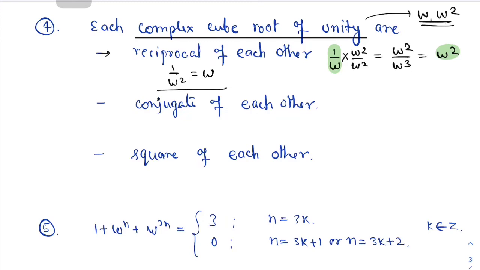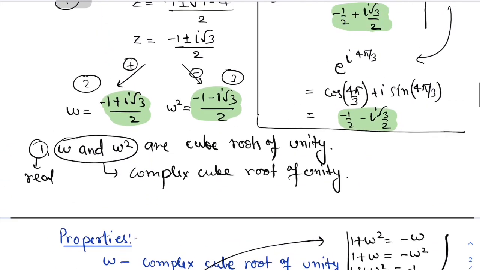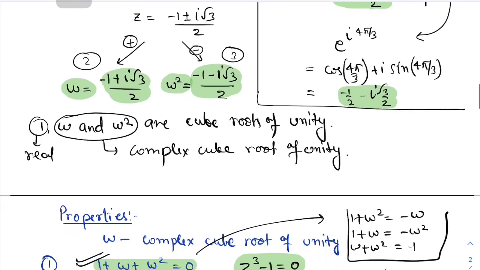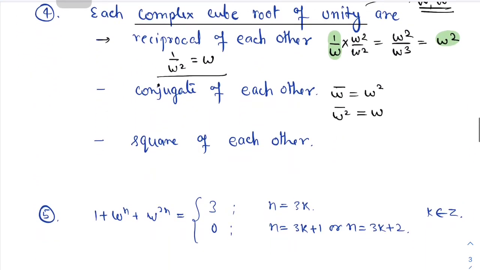The other thing is they are also conjugates of each other. It means omega bar, the conjugate of omega, is equal to omega square, and the conjugate of omega square is equal to omega. You can observe this from here only. This is our omega, minus 1 plus iota root 3 by 2. If you take the conjugate of omega, it means you change the sign of i, so you are going to get omega square. So it's very evident that these two are conjugates of each other. These two are reciprocals of each other. These are also conjugates of each other.